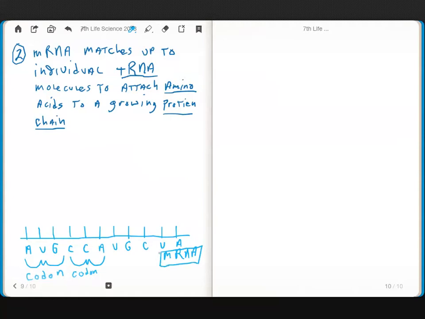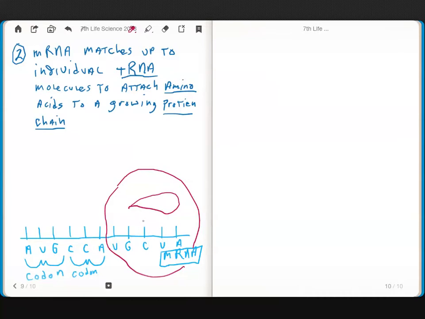So here's what happens. The messenger RNA docks with a ribosome. And the ribosome kind of looks like a roasted chicken. In every drawing I've seen in any book, it kind of looks like a roasted chicken. Here's a drumstick here.